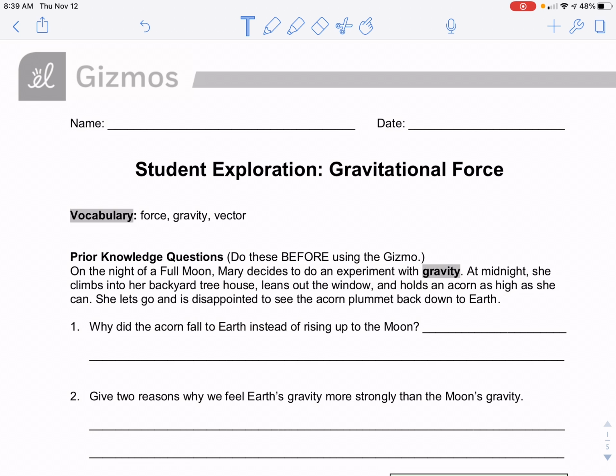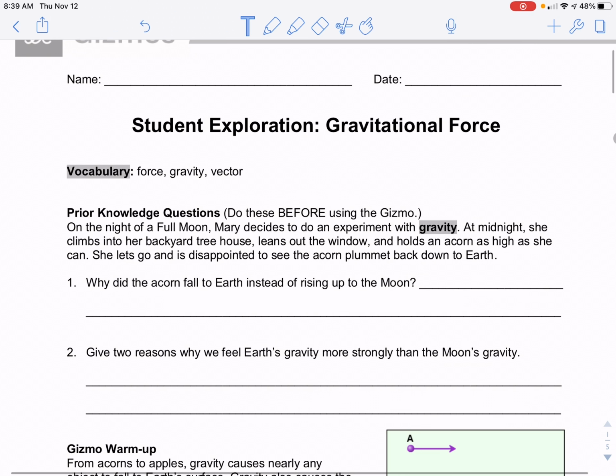Let's begin. In this student exploration for the Gravitational Force Gizmo, we're going to be looking at various concepts and vocabulary such as force, gravity, and vector. But before we do that, I want you to take a look at the prior knowledge questions that are written above. Read along with me, please.